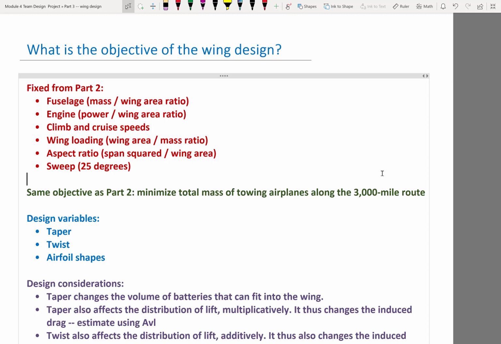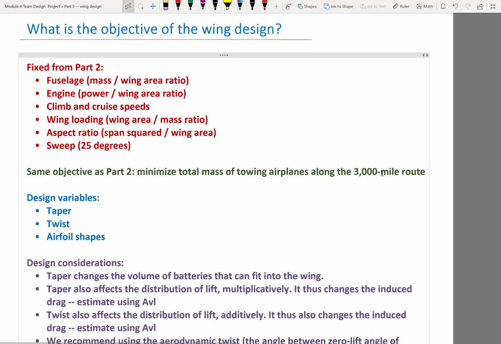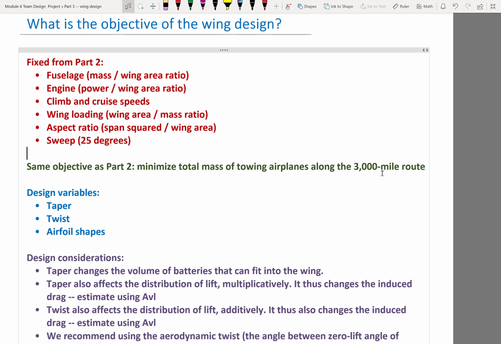All right. So as you can see, there are a lot of design considerations you can think about when you are changing this. Taper, for example, actually changes the volume of how many batteries you can fit into the wing. If you have a rectangular wing, all the cross sections are exactly the same. But if you have a tapered wing, for example, if your root chord is a lot longer than your tip chord, you actually get something more like a conic shape, right? That could potentially fit in more batteries than a straight rectangular wing.